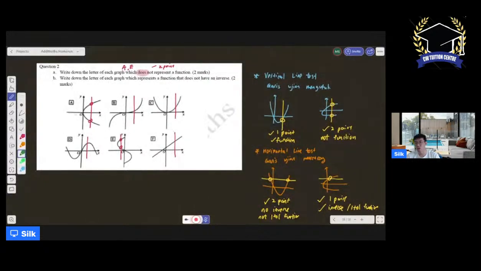So now horizontal line, I draw. Write the letter of each graph which represent a function that does not have inverse. Does not have inverse means I need to have touch 2 point. So this one touch 1 point, inverse. Touch 1 point, inverse. Touch 2 point, not inverse. Touch 2 point again, not inverse. Touch 1 point, okay. Touch 1 point, okay. So you just need to label out and get the answer. Just as simple as that.